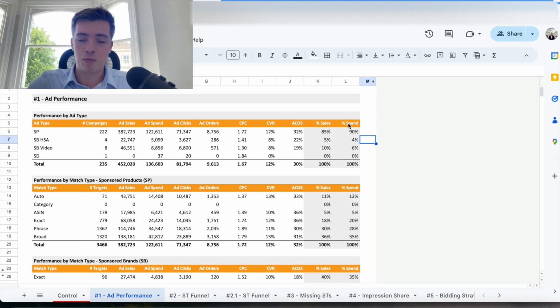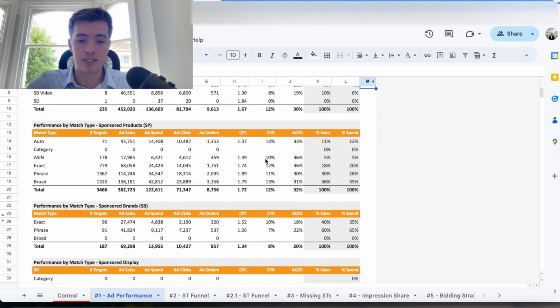So if you break it down, you can see where potentially you could be missing out on increased sales, but sometimes you might find the conversion rate just isn't good enough. It's better to focus more on the ad that's doing the best, which in this case is sponsored products.